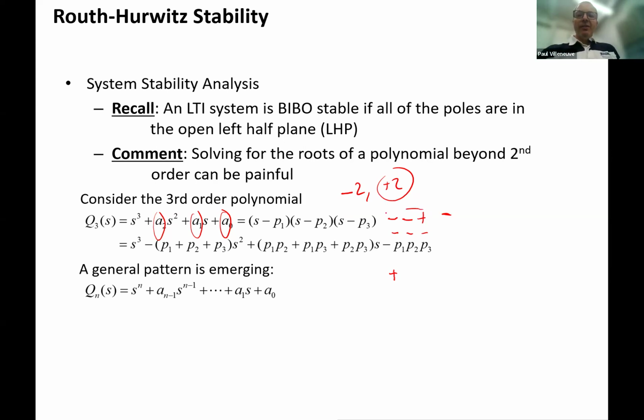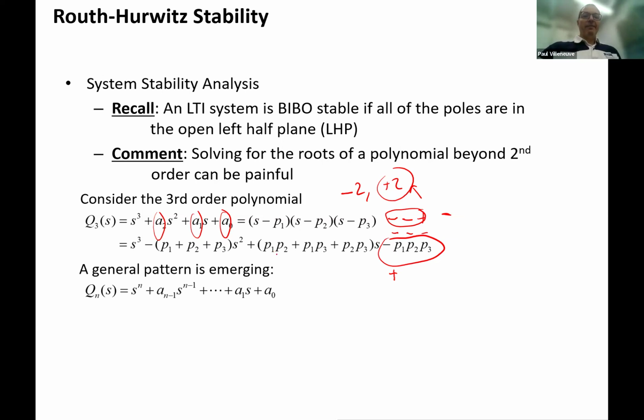So what this tells me on this one is if I have one positive pole, then this number here is going to end up being a negative number. We don't want that. We want all our poles in the left-hand half plane. So having a positive pole over here means that I get a negative number for this last coefficient, which means it's an unstable system.